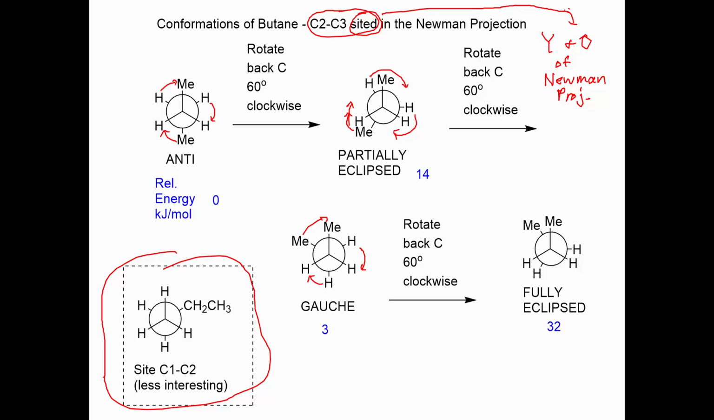So there's a couple of types of strain going on in this diagram. We have torsional strain, and this is at a max only in the eclipsed conformations. And they have the word eclipsed as part of the name of them, so you can tell which ones they are.